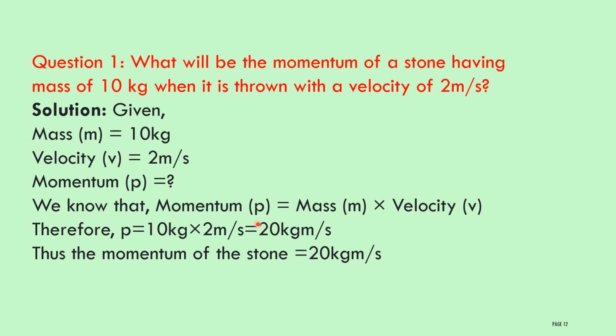Momentum, you know the formula. Momentum is equal to mass into velocity. Substitute the value of mass, 10 kg, and velocity, 2 meter per second. 10 twos are 20 kg meter per second. Thus the momentum of the stone is 20 kg meter per second.